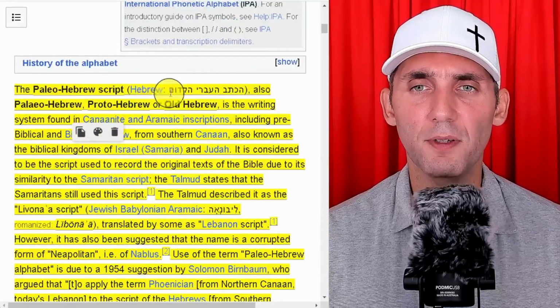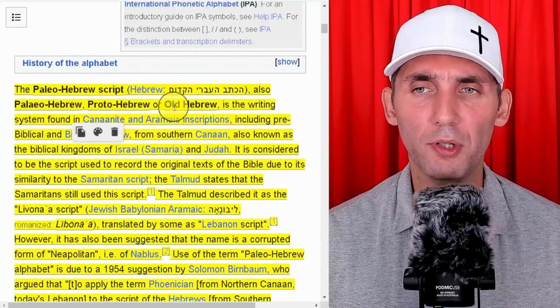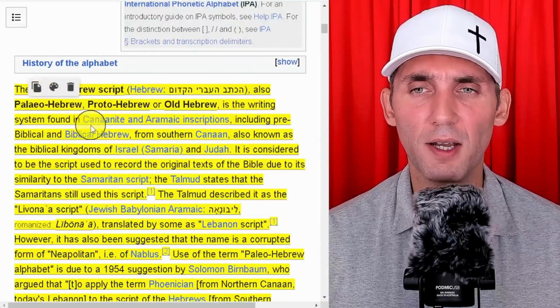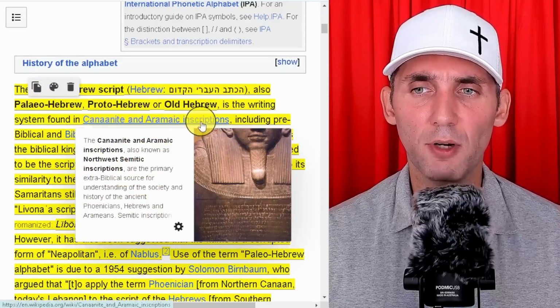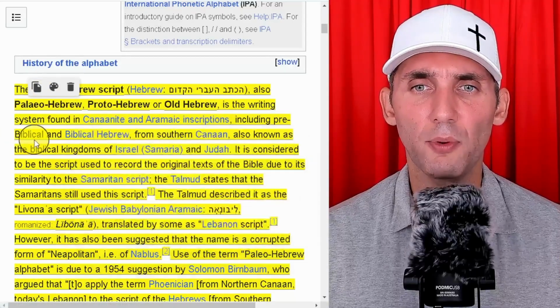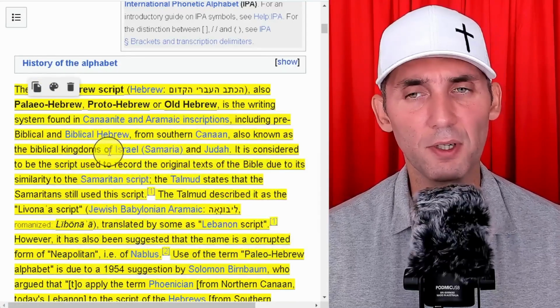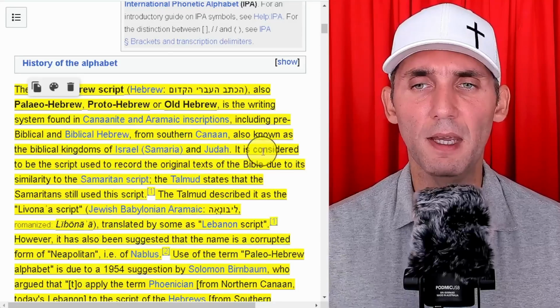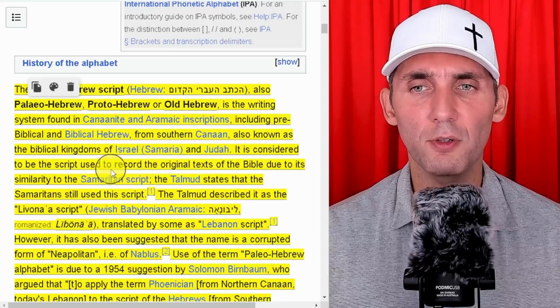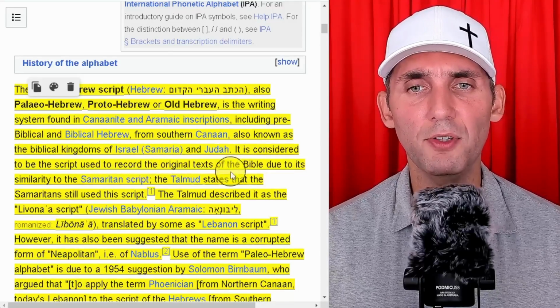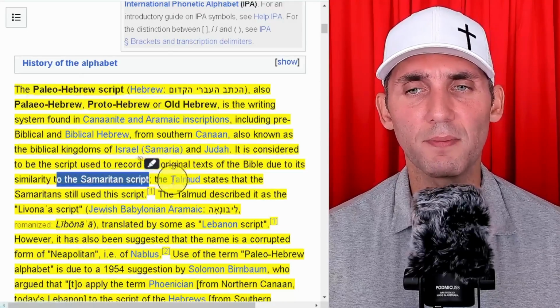The Paleo-Hebrew script, also Paleo-Hebrew, Proto-Hebrew, or Old Hebrew, is the writing system found in the Canaanite and Aramaic inscriptions, including pre-biblical and biblical Hebrew from southern Canaan, also known as the biblical kingdoms of Israel, which is Samaria and Judah. It is considered to be the script used to record the original text of the Bible due to its similarity to the Samaritan script.